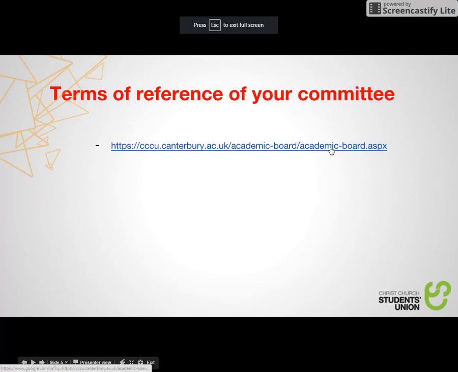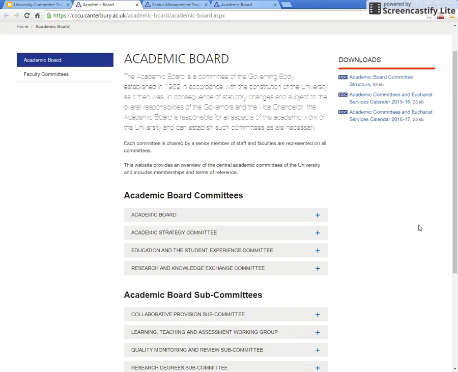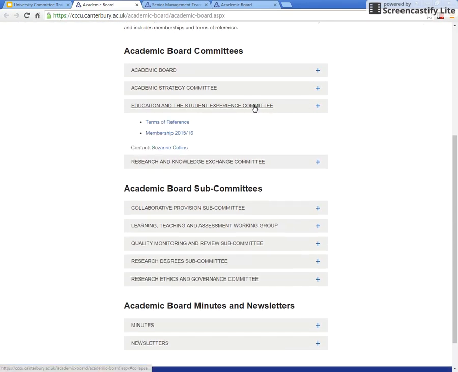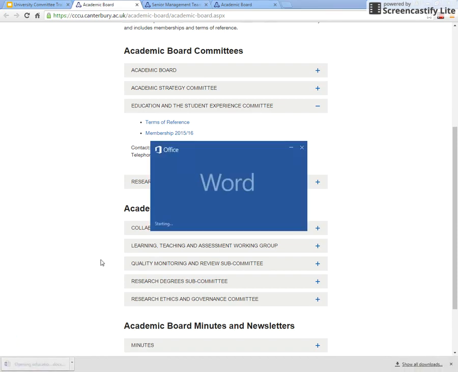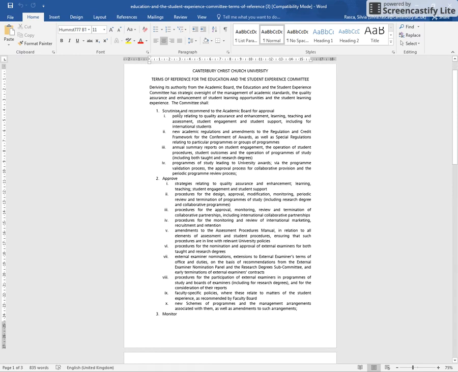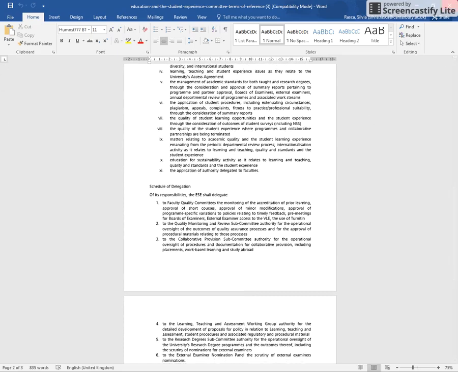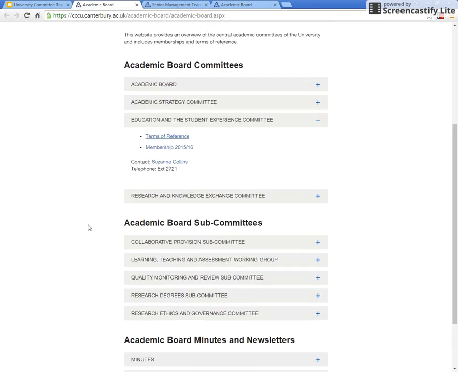Now, on the website, you will also find terms of reference for these particular committees. So let's say you sit on the Education and Student Experience Committee. You can easily download the terms of reference that will show you exactly what that committee is meant to be doing, everything from what it scrutinizes to what it approves, what it monitors, and the schedule of its delegation. So please familiarize yourself with your specific committee.